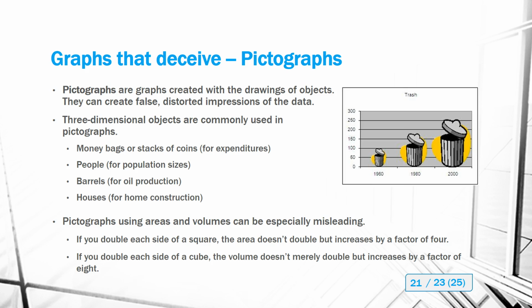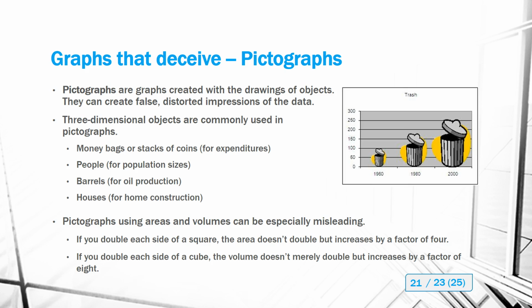If you double each side of a cube, your volume has increased by a factor of 8. 2 times 2 times 2. So, because of this effect, pictographs that use areas and volumes can be especially misleading. Look at the pictograph here. So you're looking at trash. And I don't know if this is trash usage or if this is trash that was disposed, but clearly there's an increase from 1960 to 1980 to 2000.